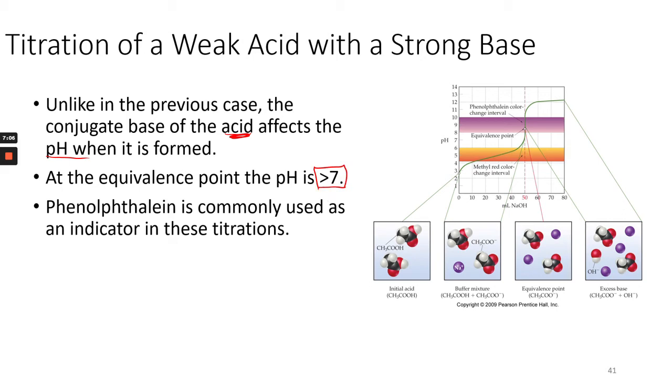In this type of titration, phenolphthalein is commonly used as an indicator because it changes color in this range here. You want your indicator to change color in the range where your equivalence point is.